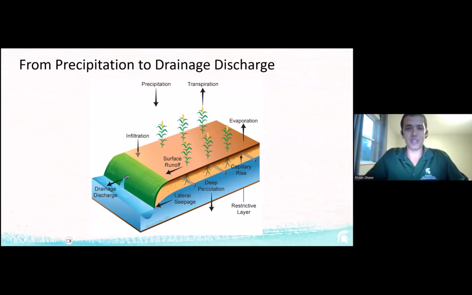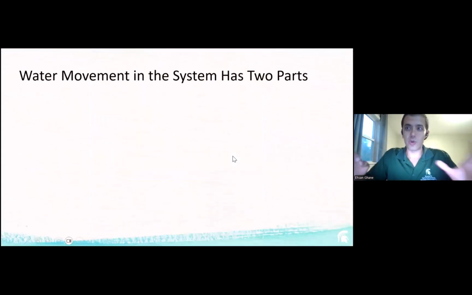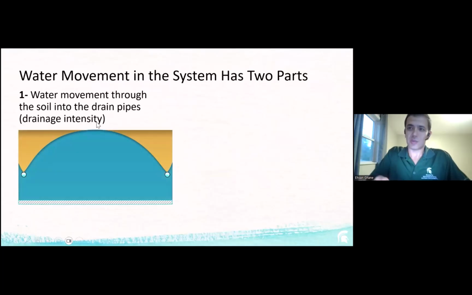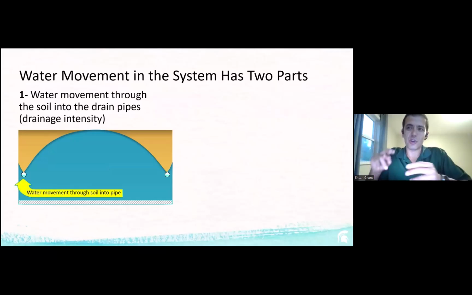This is the journey. So let's look at that a little bit closer. In that journey that water took, coming down from precipitation and going out from the outlet, water has to move through the soil into the drainage pipe. And this is a graph that shows that. From the moment water hits the soil, water moves through the soil, finds its way through the pores, and finds its way inside the pipe. So this is water movement through the soil into the pipe.